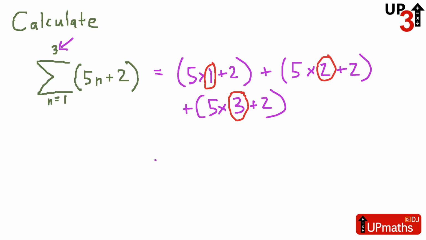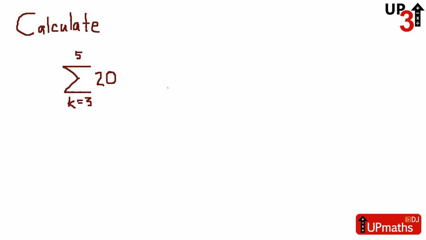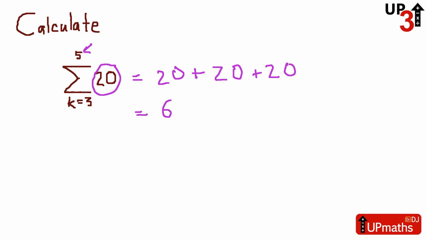All looks good. And then I could just work this out, so that would be like 7 plus 12 plus 17, which equals whatever that is. Let's do the next one. Oh, this is very interesting. Okay, when k equals 3, we have to write this down, which is just 20. And then when k equals 4, we have to write it down again. And then when k equals 5, we have to write it down again, and that's it, because we've hit the end. Which makes 60.